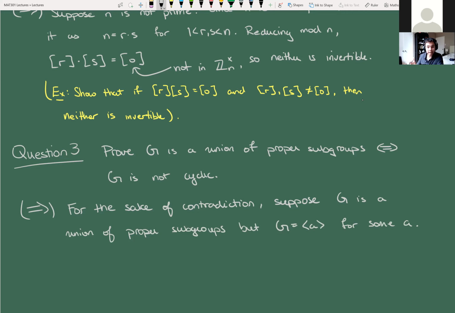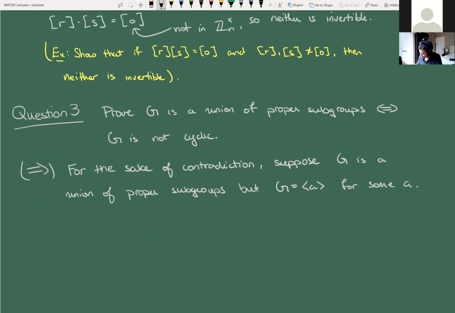Okay, so in particular, it has a single generating element. Now, because G is a union of proper subgroups and it's generated by the element A, then A is in G, so it's in one of those proper subgroups, right? So since A is in G, it's also in a proper subgroup H of G, and that's critical. But then what that means is that the subgroup generated by A must also be a subgroup of H.